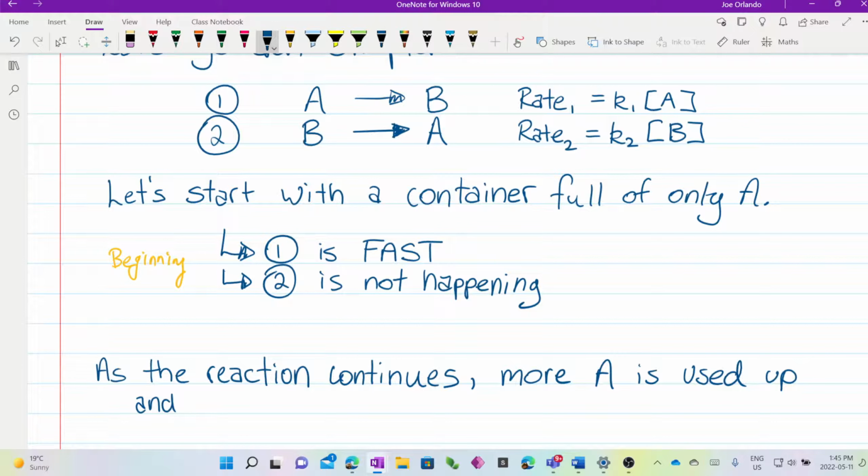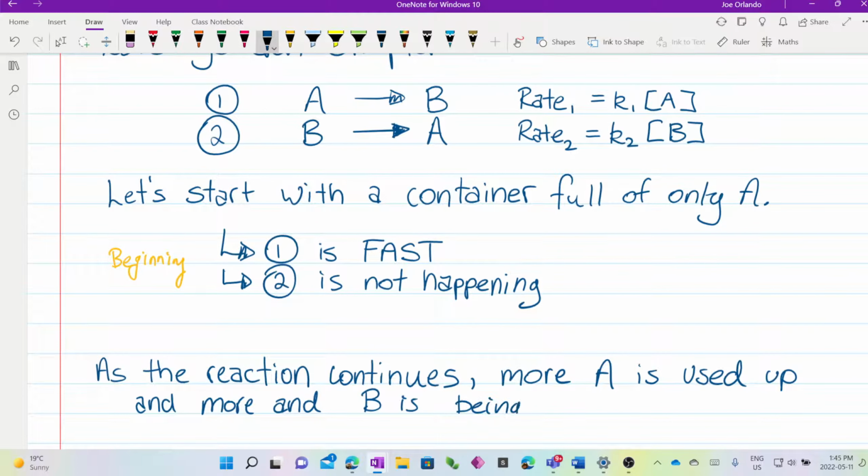So as the reaction continues, A is going to get used up, right? Because this reaction's happening real quick. So we're using up a lot of A and we're making B. So the concentration of A is dropping, but at the same time, more and more B is being made, right?